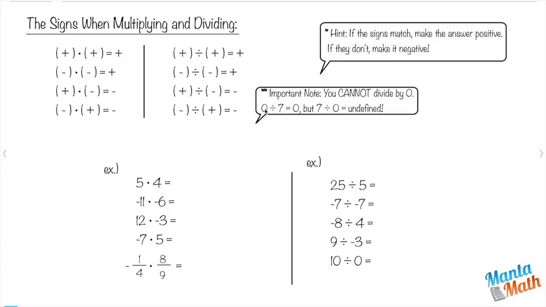You can always do 0 divided by 7, and that equals 0. But if you put 7 divided by 0, it gives you undefined. You can check that in your calculator, and it will just give you, again, undefined. So let's do some examples.